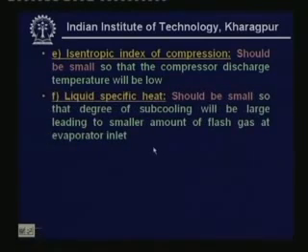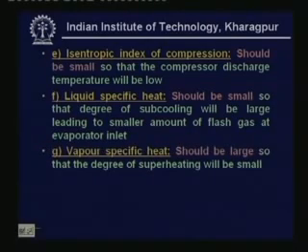The next requirement is on the liquid specific heat. Liquid specific heat should be small, so the degree of subcooling will be large, leading to a smaller amount of flash gas at the evaporator inlet. So we need a small liquid specific heat. Next, vapor specific heat should be large, so that the degree of superheating will be small. When the degree of superheating is large, the suction temperature will be high. Once the suction temperature is high, the density of the refrigerant at the entry to the compressor will be low. That means you require a larger compressor for a given mass flow rate, which is not good from a practical consideration.